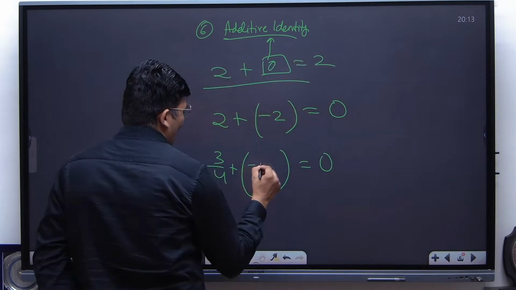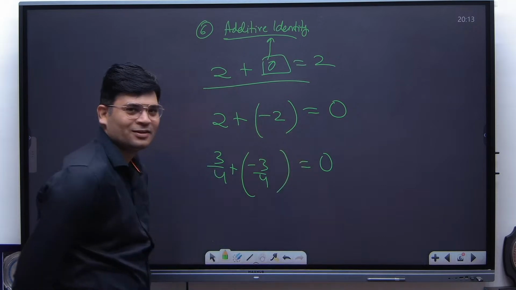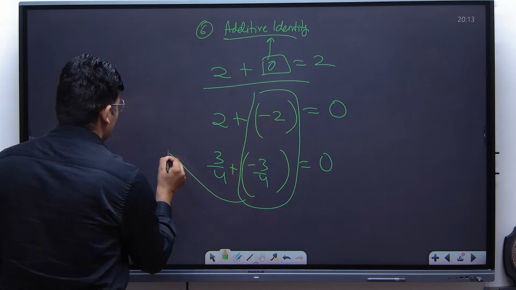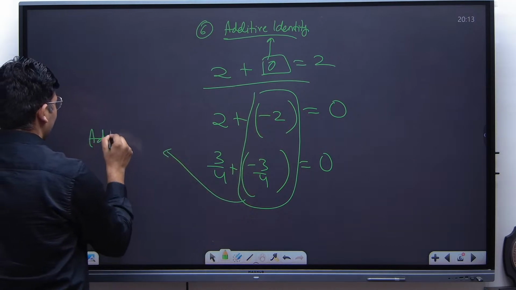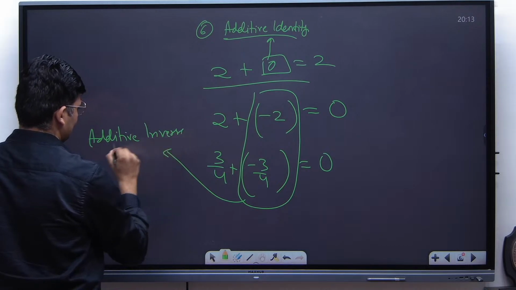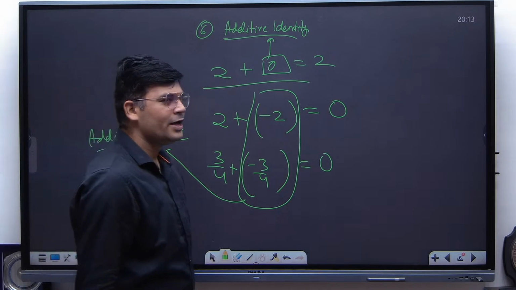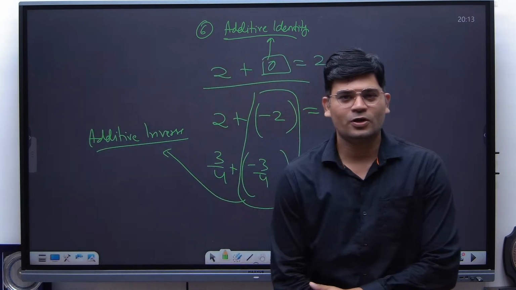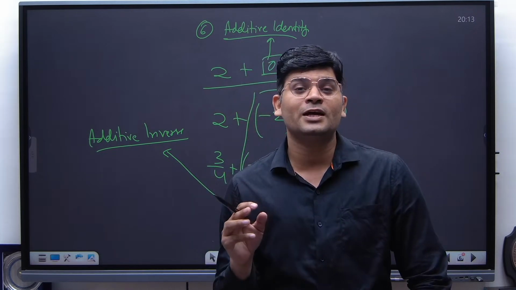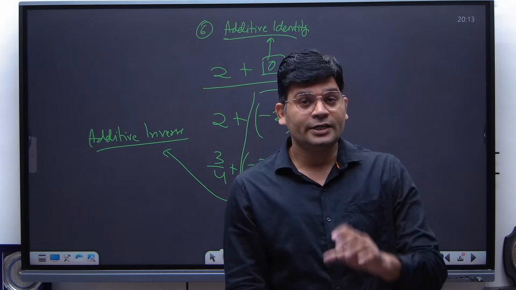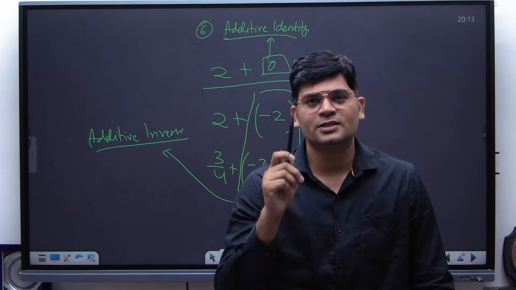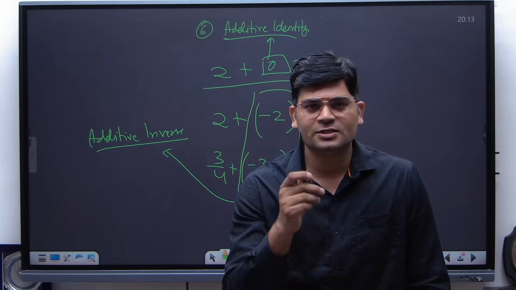Well done, dear. So what are these two numbers known as? They are known as additive inverses. Okay, so with additive identity and multiplicative identity, don't confuse them with the inverse of those numbers. Additive identity is 0, multiplicative identity is 1, but the multiplicative inverse is the reciprocal and the additive inverse is the negative of that number.